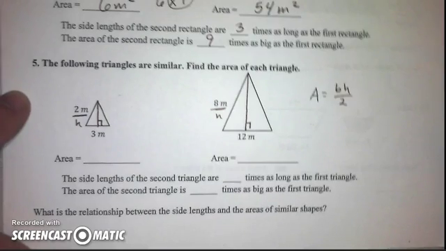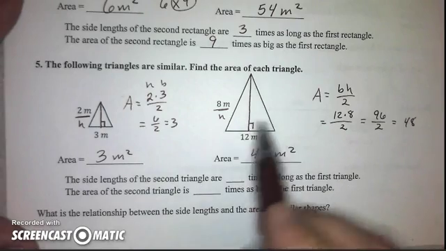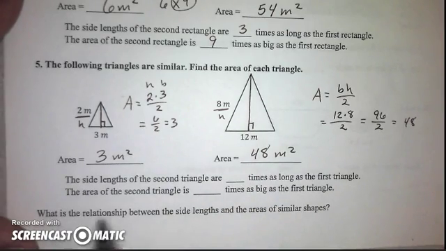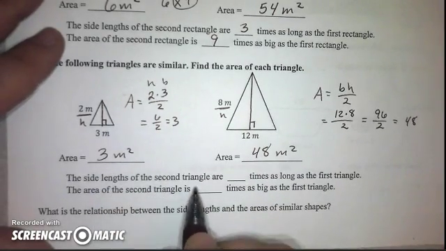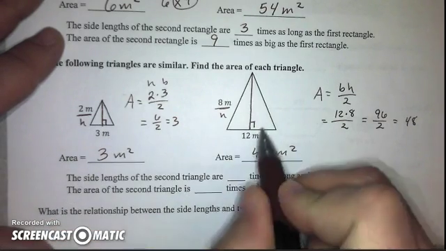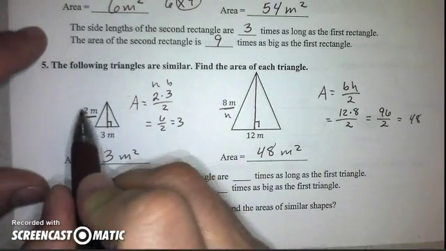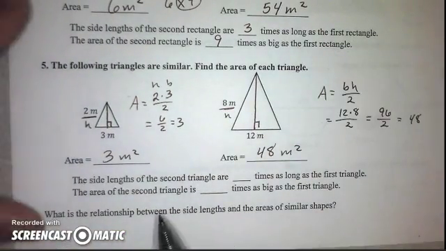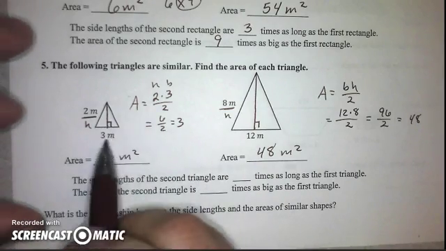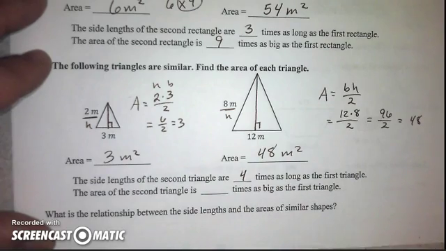Alright, this is what we should get. The area of this first triangle should be 3 square meters. The area of this triangle should be 48 square meters. Okay, the side lengths of the second triangle, you'll notice, we go from a side length of 3 to a side length of 12. And then, even though they're not sides, the heights go from 2 to 8. Those are still those dimensions. So the side lengths are 4 times as long as the first triangle.